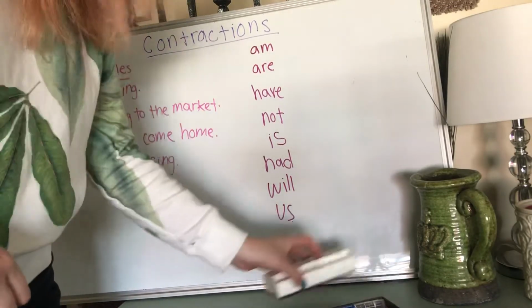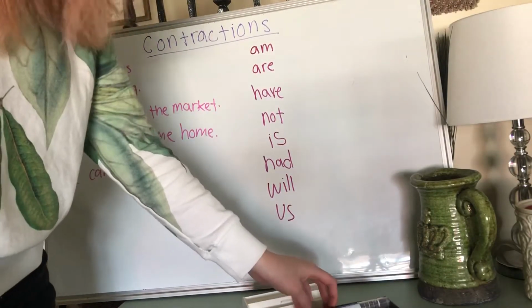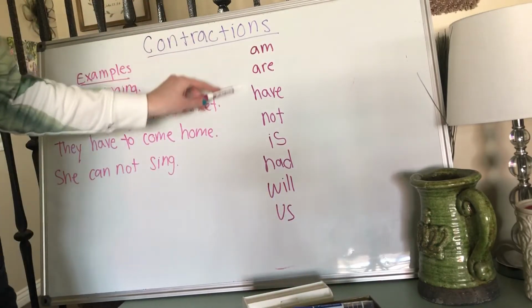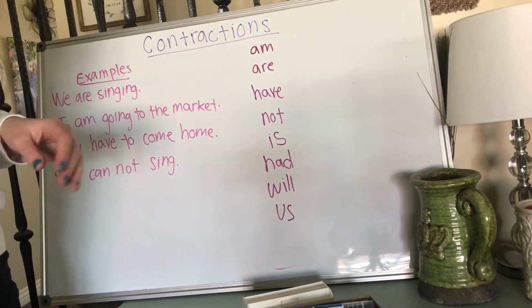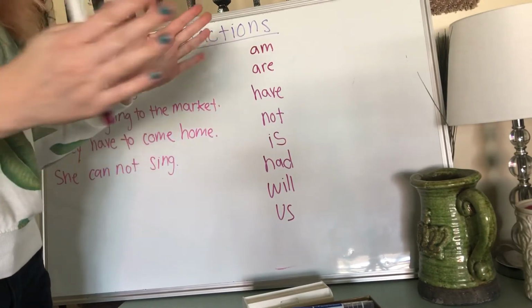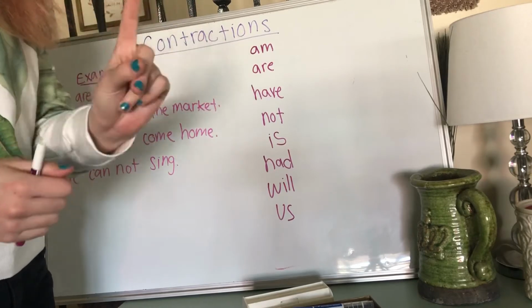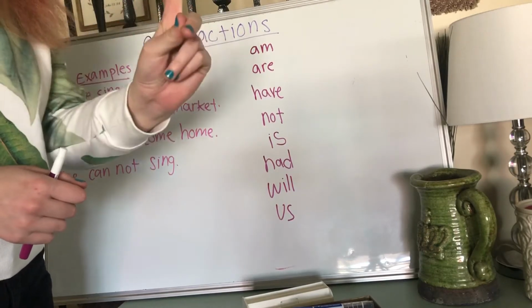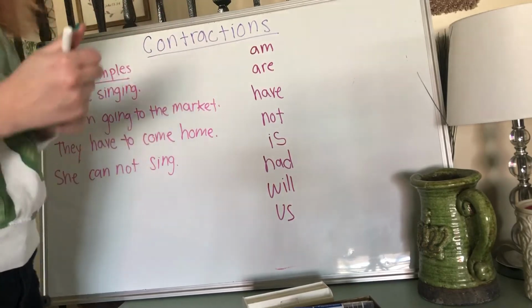Okay guys, so we're going to be learning about contractions. First thing we're going to do is show what a contraction is. A contraction is when you take two words and you smush them together to create one word. So we're taking two words and making one word, and this is for third grade.